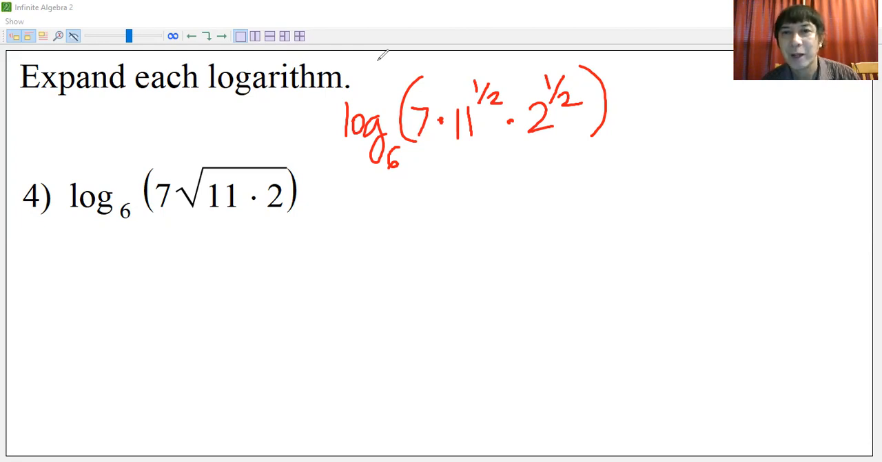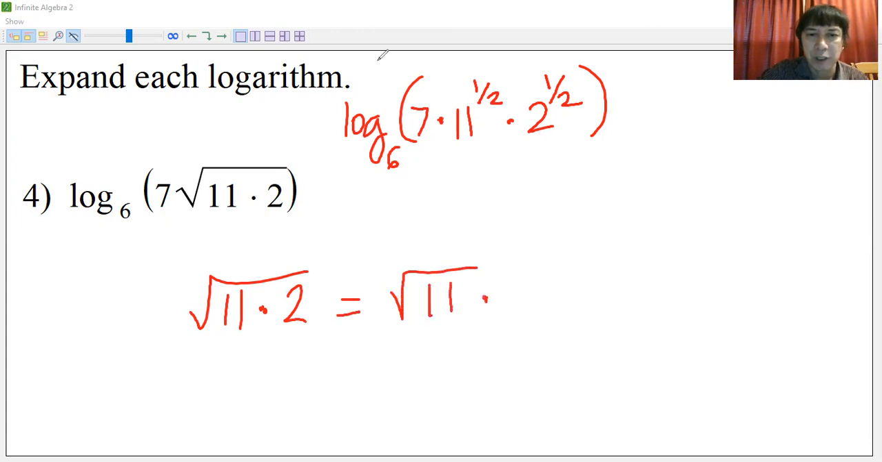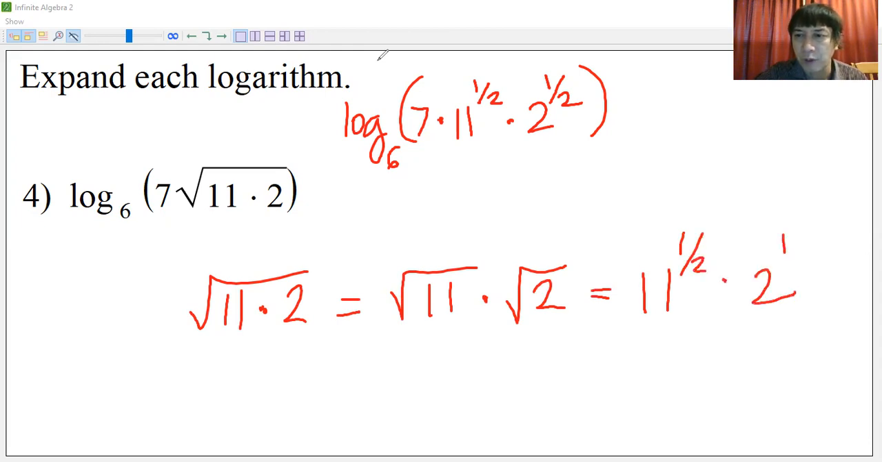How did we get that? Let me explain that. The square root of 11 times 2 is equal to the square root of 11 times the square root of 2, and this is equal to 11 to the 1/2 times 2 to the 1/2. That's the meaning of what we just made. You can actually take that from basic algebra.